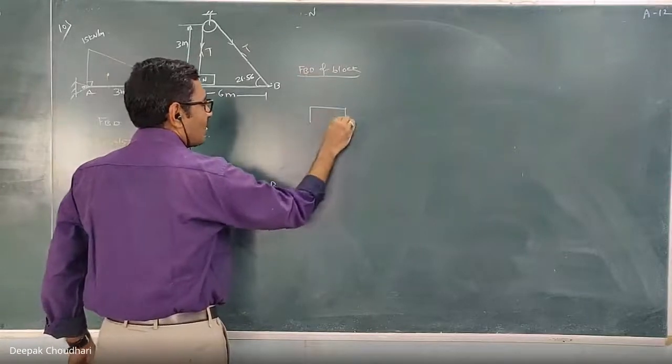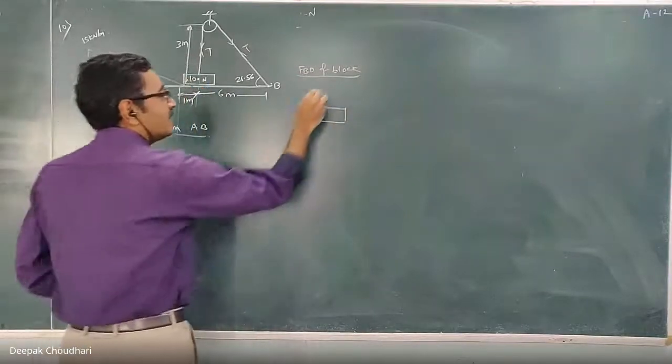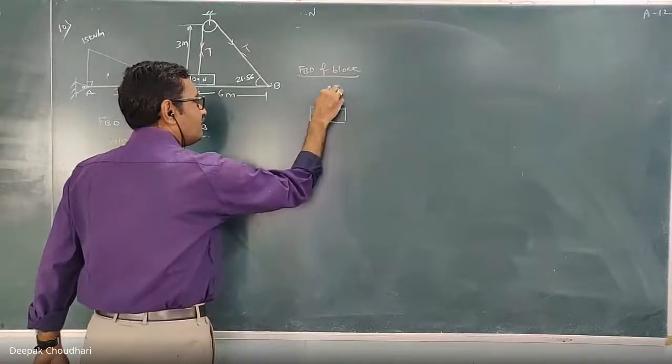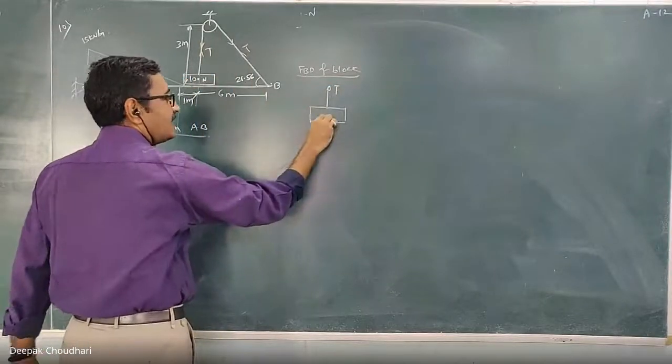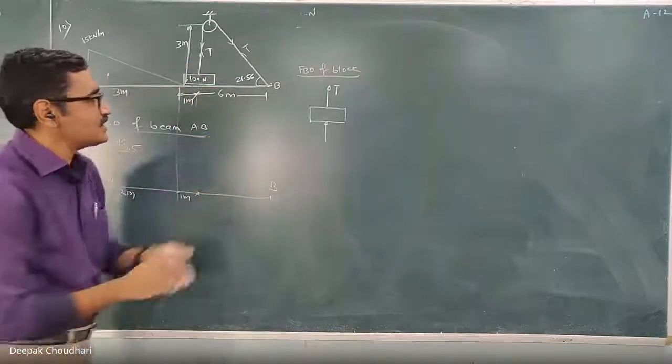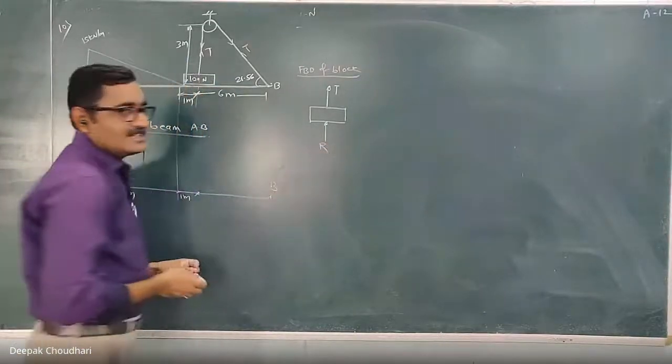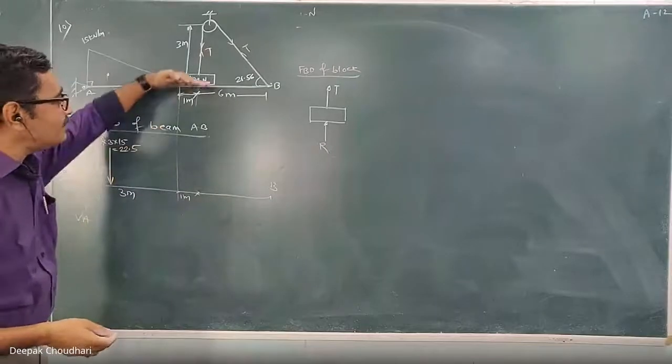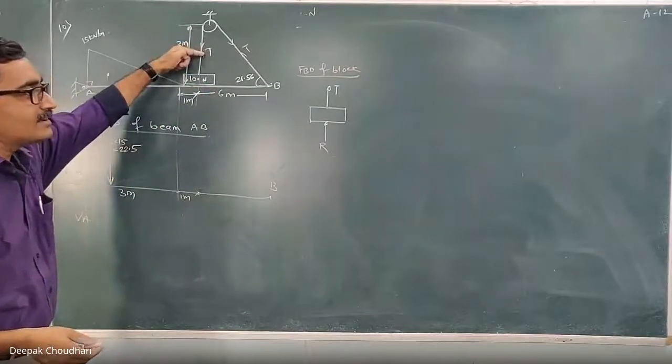Here, this is the block. Which are the forces acting on the block? Here, this is the tension T acting vertically upward along the string, and this is the reactive force exerted by the beam on the block. This is what I am denoting as R. This is the reactive force exerted by the beam on the block.